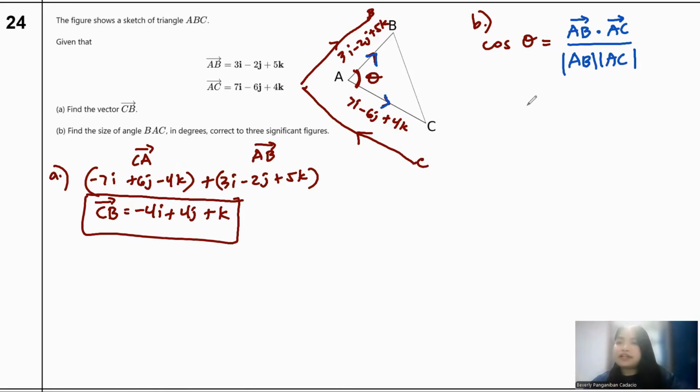Okay? And then after that, we're just going to get the dot product here and take note. What are you going to do to get the dot product? The dot product is, take note, you need to multiply this i by 7. Both of the i's you will multiply. Both of the j's, multiply. Both of the k's, multiply.